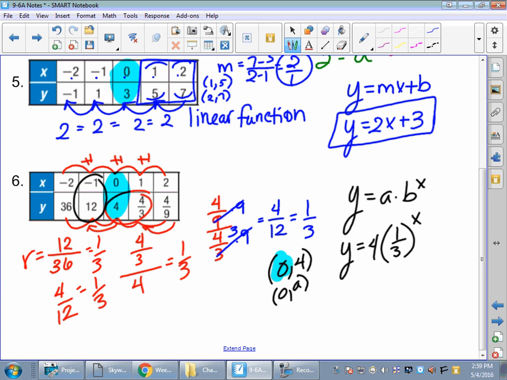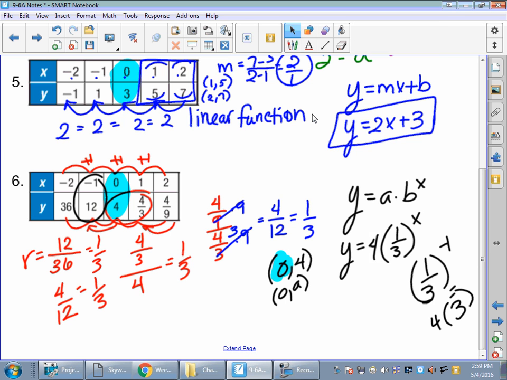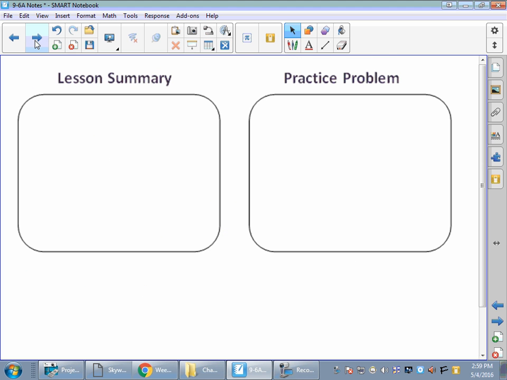So when x is -1, I get 1/3 raised to the -1 power. We learned in chapter maybe 8 that that flips it and makes it 3. 3 times 4 is 12. It works. So there you have it. We got a collection of data points. You determine what models it. Is it a linear, quadratic, or exponential model? And then you write an equation of that information.